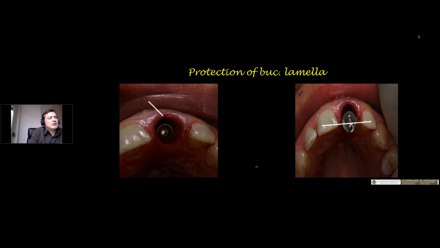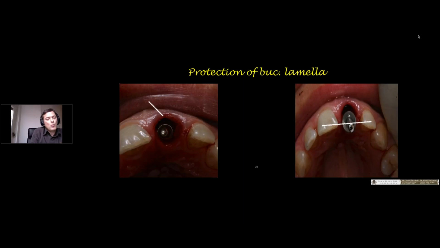You have to make this line. It is very important that if you come out with your drills, you always come out on the palatal side of the front incisors. It's very important. Then you're getting the perfect angle of the implant, the perfect position on the palatal side, but you have to go not too much to the palatal side.